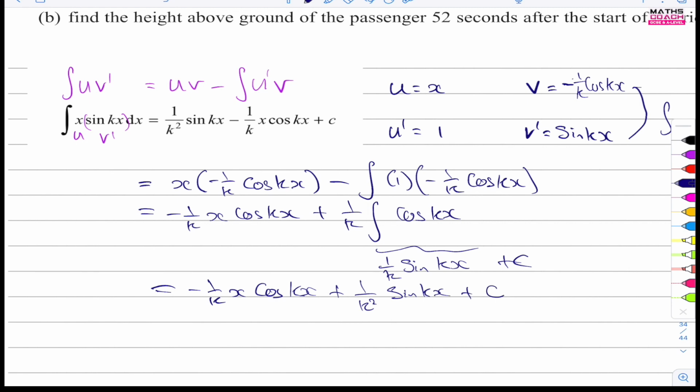There you go. And if we now compare this to what we have here, it's the same expression, it's just swapped around. Right. So if we just rewrite this as 1 over k squared sine kx minus 1 over k cos kx plus c, that matches the answer that we have here.